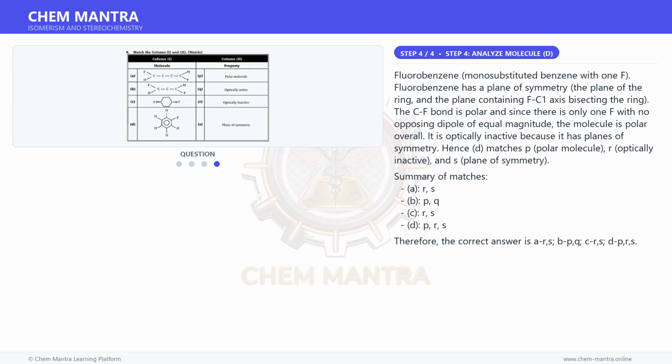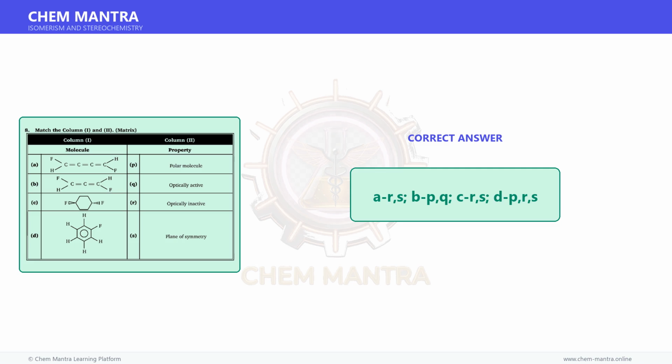Summary of matches: A matches R, S; B matches P, Q; C matches R, S; D matches P, R, S. Therefore, the correct answer is A-R,S; B-P,Q; C-R,S; D-P,R,S. The correct answer is shown on screen.